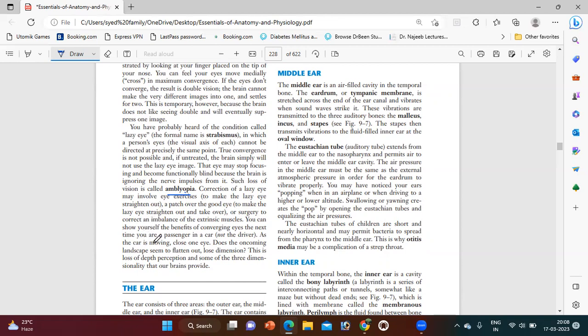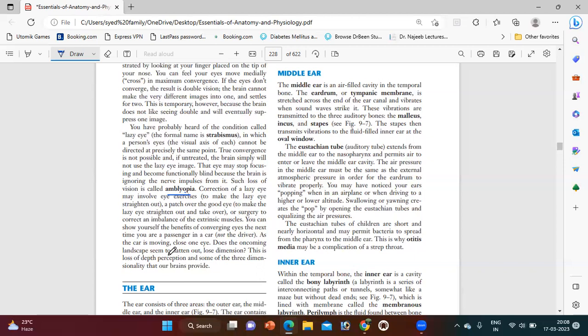You can show yourself the benefits of converging eyes the next time you are a passenger in a car, not the driver. As the car is moving, close one eye. Does the oncoming landscape seem to flatten out? You lose dimension. This is loss of depth perception and some of the three-dimensionality that our brain provides.